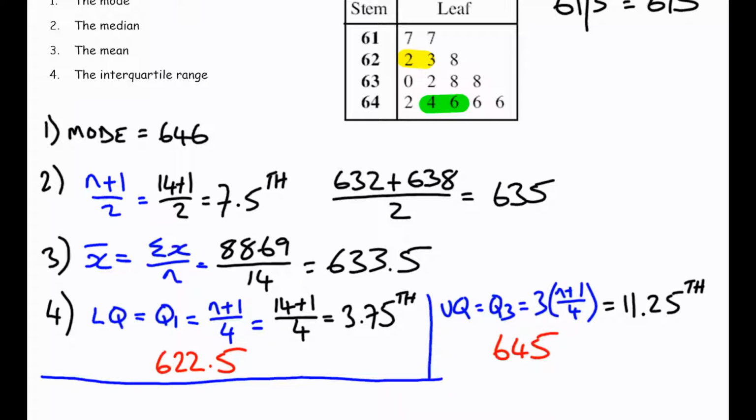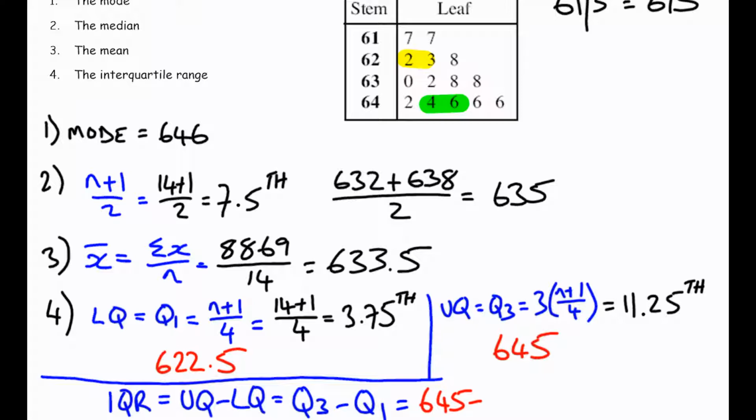Together, we can use that to identify the interquartile range. Interquartile range is going to equal the upper quartile minus the lower quartile. Q3 minus Q1. In this particular case, 645 minus 622.5. And the interquartile range is 22.5, just what we're looking for. Okay, so just a point on that. This means the middle 50% of data has a range of 22.5.